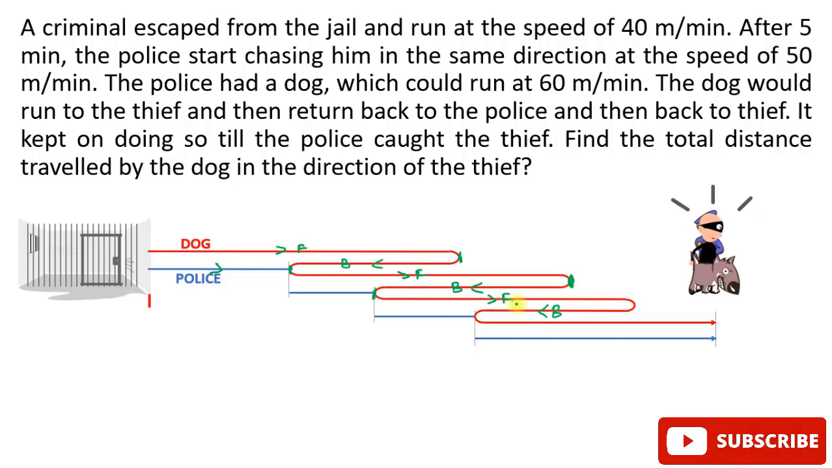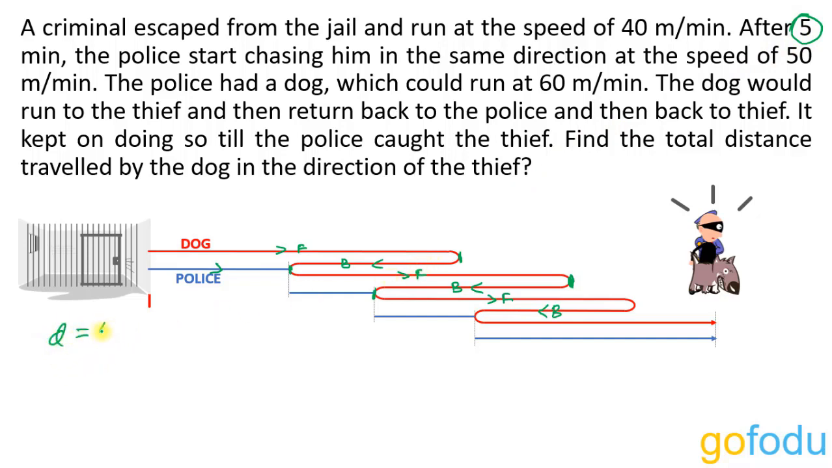Let's solve this. The thief leaves 5 minutes before the policeman. This is given in the question. So in those 5 minutes, he will cover a distance equal to the speed of the thief, that is 40, into 5 minutes. This is 200 meters. So when the chase begins, the thief is already 200 meters away from the policeman. The distance between them is 200 meters.